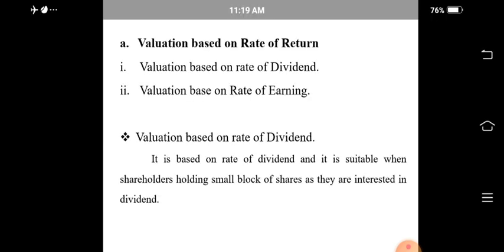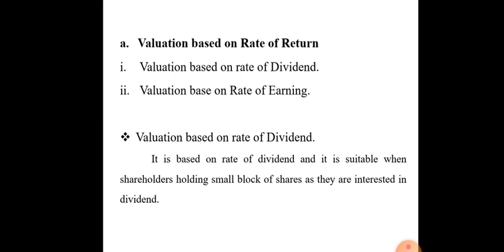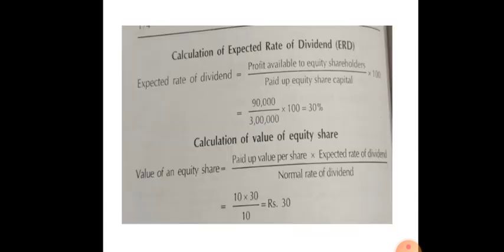There are three main methods: the valuation based on rate of return, valuation based on price earning ratio, and the valuation based on productivity factor. We started the first one, the valuation based on rate of return. Under this, again there are two methods: valuation based on rate of dividend and valuation based on rate of earning. In the last class we saw the valuation based on rate of dividend, and in this class we will see the valuation based on rate of earning.